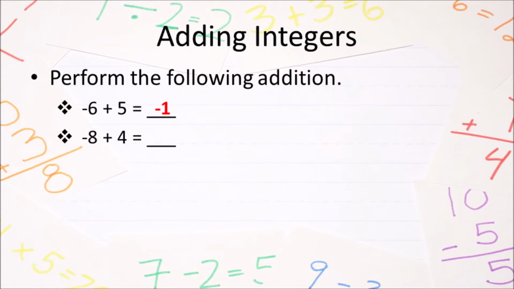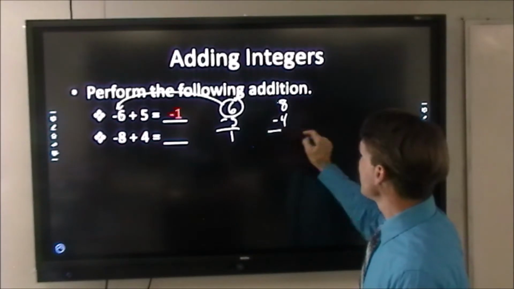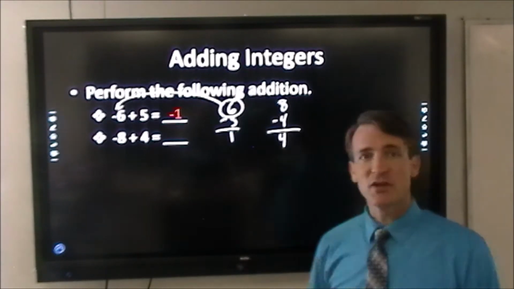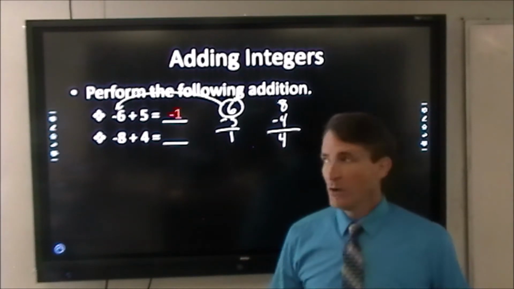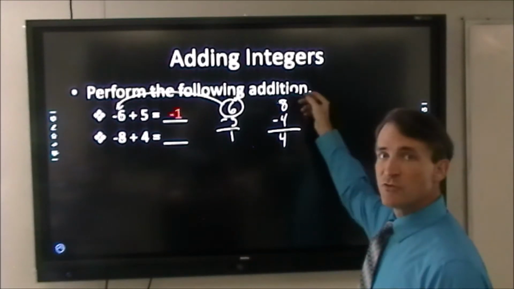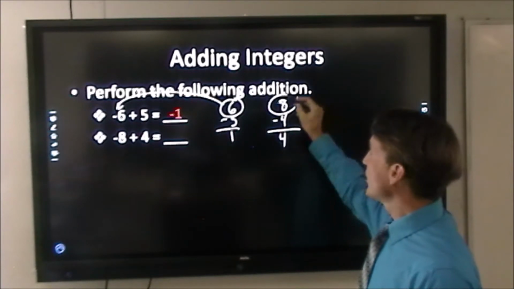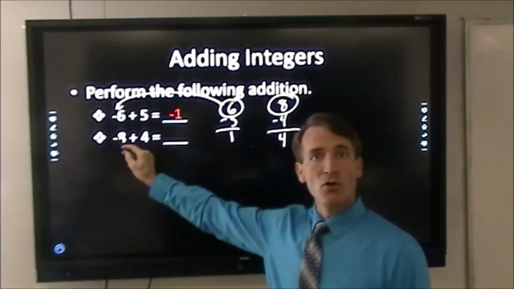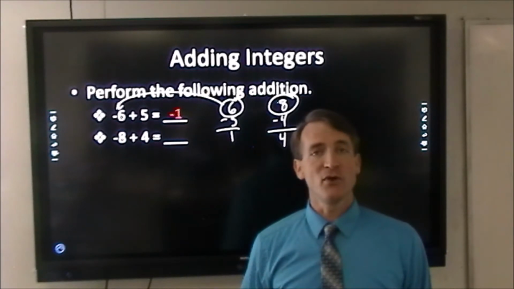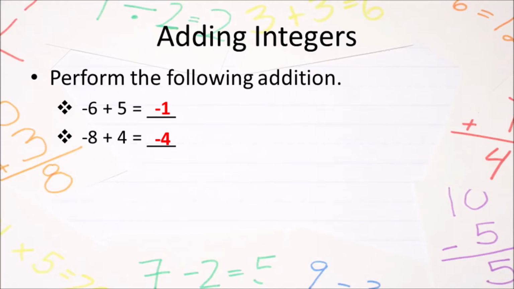Let's try another one. We have negative 8 and a positive 4. The absolute value of negative 8 is 8. The absolute value of 4 is 4. I'm going to find the difference between those two, and the difference there is 4. What sign do I need? Well, which one has the greater absolute value? The 8 has the greater absolute value, so I look in front of the 8, and lo and behold, I have a negative sign in front of the 8. Therefore, my final answer becomes negative 4.